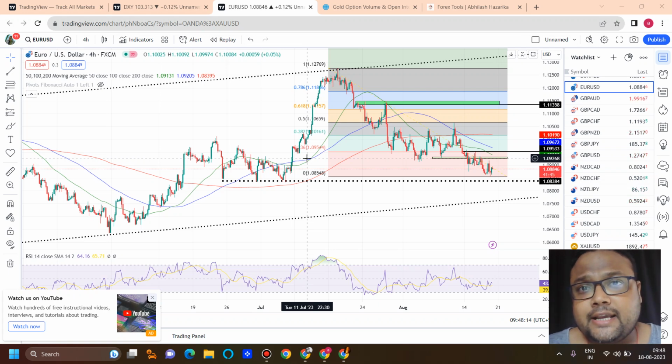And this is my analysis. I can be wrong as well. So please follow proper risk management. I am also a trader like you. Nobody's 100% accurate. So do not gamble with your hard-earned money.